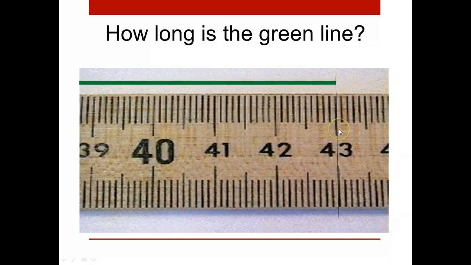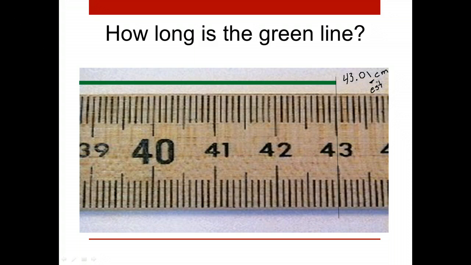So in this case, we're looking at 43, and we know it's between 43.0 and 43.1. And at this point, this is going to be your estimated digit. It looks like it's right past the 43, so I'm going to say it's 43.01 centimeters. This 1 is estimated.